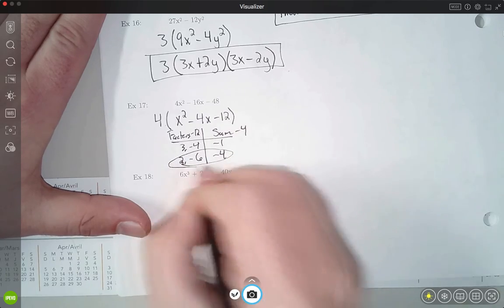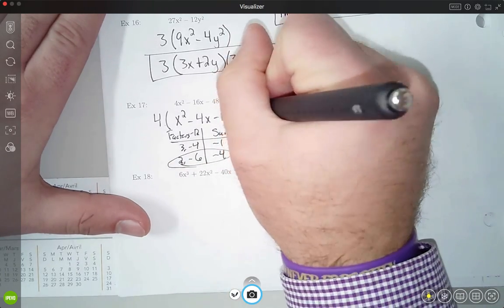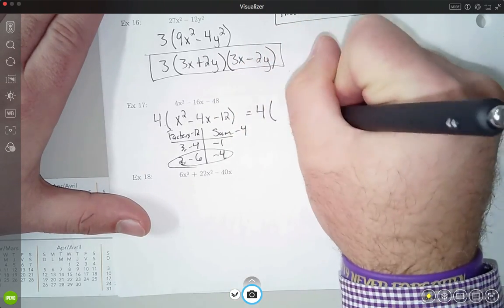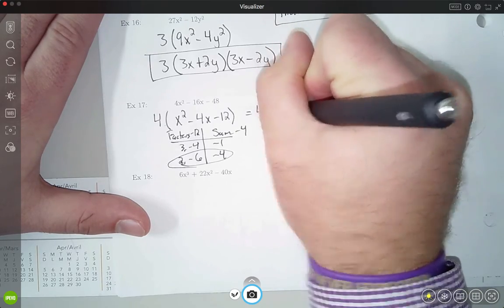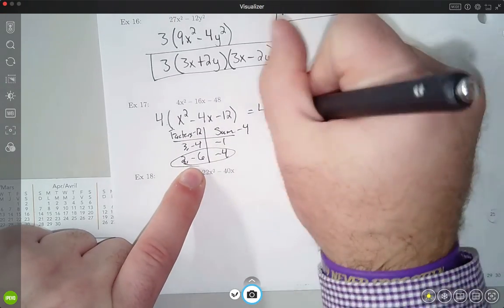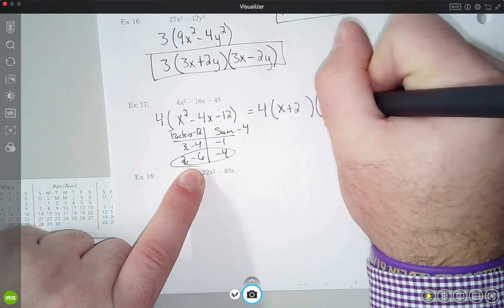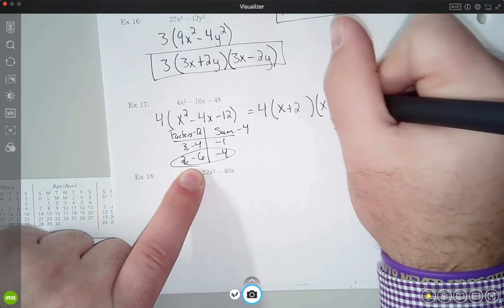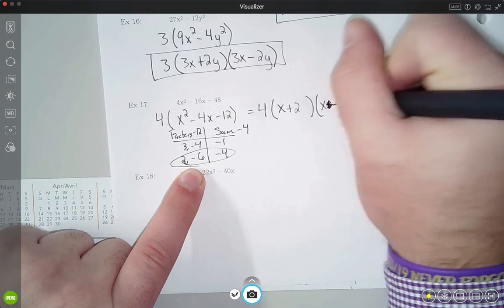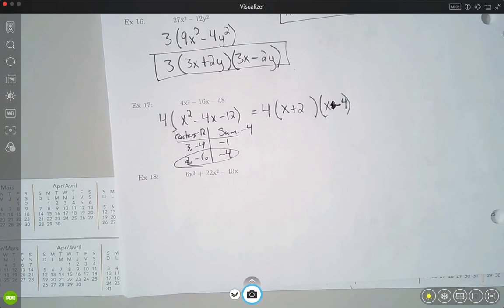So to write out my answer here, I'm going to keep my 4 on the front, and then I write my two factors, which are simply x's, with my two factors of negative 12 that I was using. So a plus 2, and then a minus 4. So x plus 2 and x minus 4.